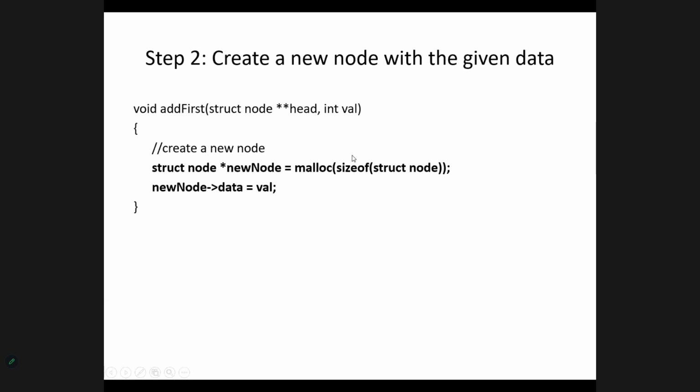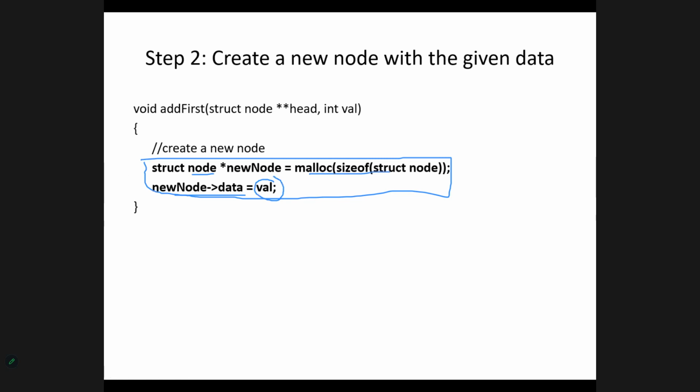And then create a new node with the given data. We create a new node, struct node new node. This is the new node, the node 100. This code segment is used to assign a value to the new node. We create struct node new node, allocate memory for it, and then put our value into the new node's data. In this case 100.